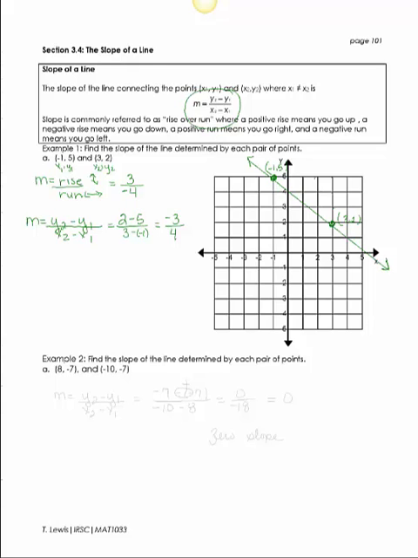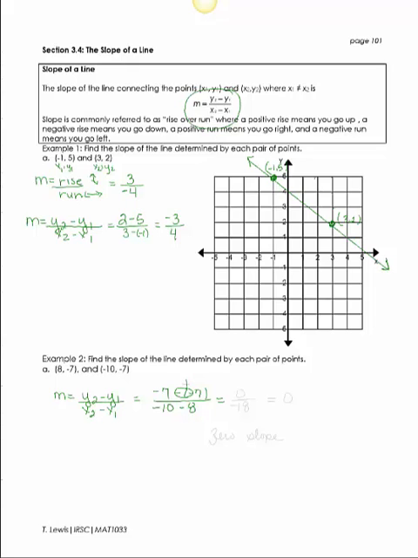Example 2. Find the slope of the line determined by each pair of points. We have (8, -7) and (-10, -7). We're going to use the slope of the line formula. m is equal to y₂ minus y₁ all over x₂ minus x₁. So we have negative 7 minus negative 7 all over negative 10 minus 8.